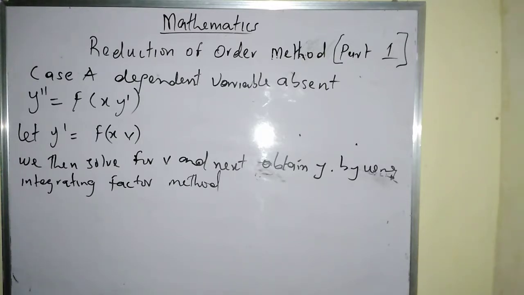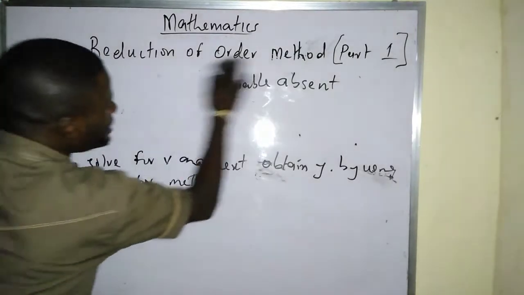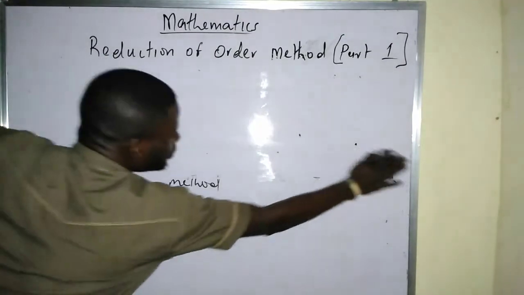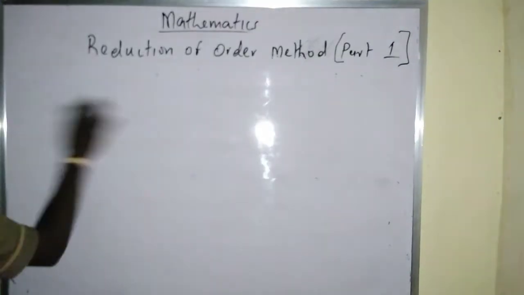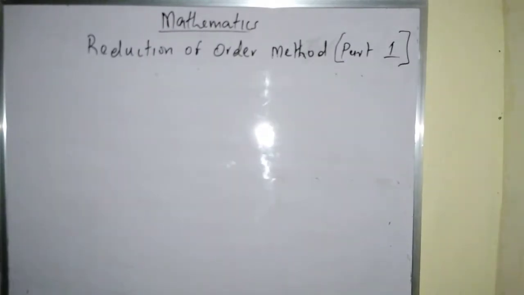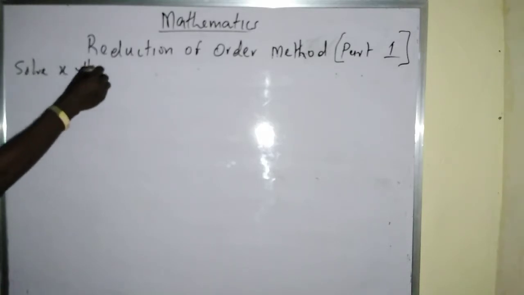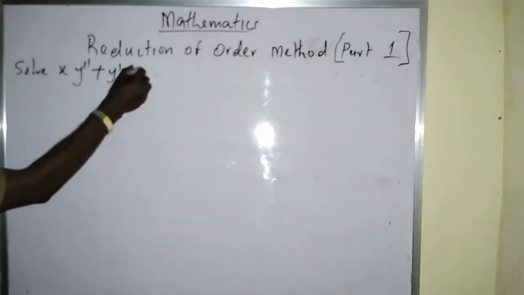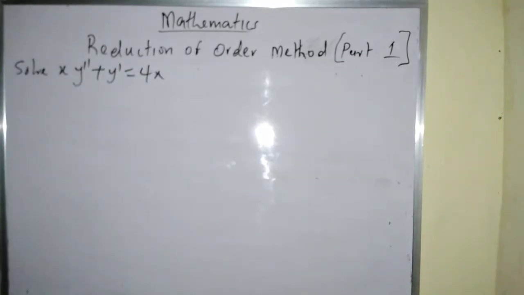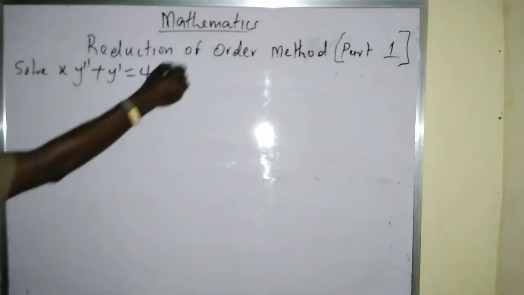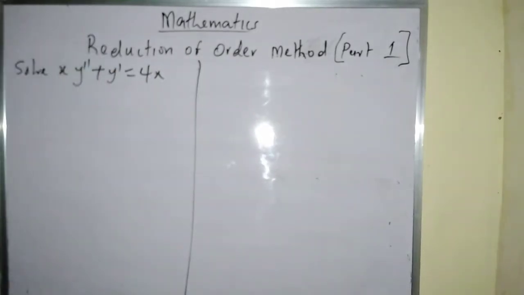Now, I will try to give an example. You will see it clearly now. Let me quickly use an example to back it up. You have to understand our integrating factor method very well at this point. For instance, solve x y double prime plus y prime equals 4x. How will I solve this problem? I want to use the reduction formula.